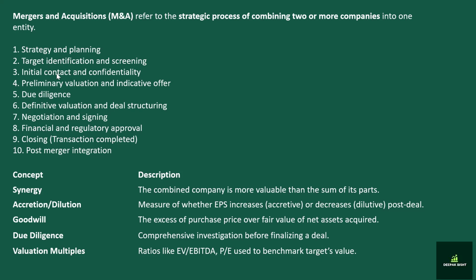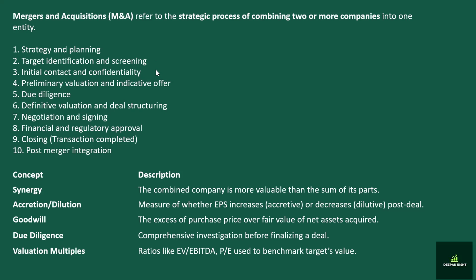The third point is initial contact and confidentiality. When the process of merger and acquisition starts, the buyer or their advisors contact the target company discreetly. If the target shows interest, both parties sign a non-disclosure agreement, and this allows the buyer to receive limited confidential information for preliminary analysis. So if the target company is willing to sell itself, both companies will have to sign a non-disclosure agreement, because all this data is very confidential.